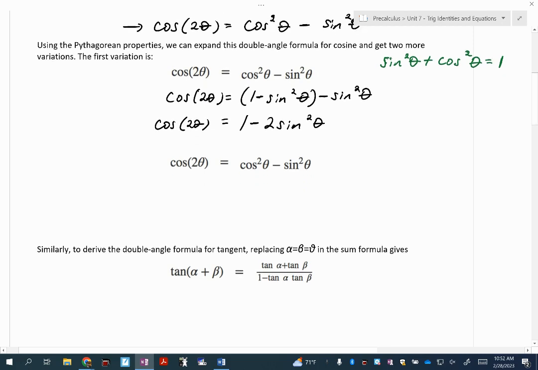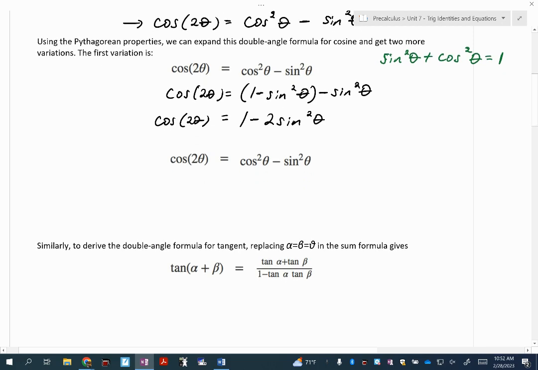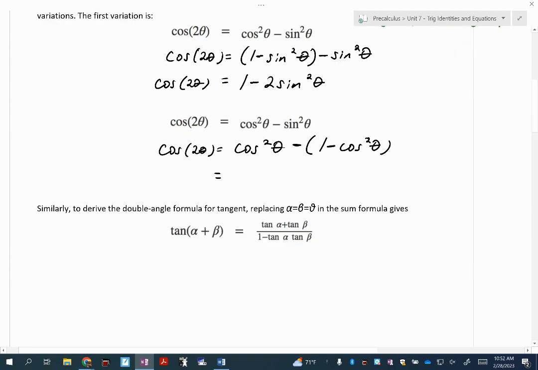Do the same thing, but this time replace the sine squared using our Pythagorean identity. So copying on the cosine squared, it's going to be minus, and sine squared is the same as 1 minus cosine squared theta. If you distribute, you'll have a minus 1, but subtracting a negative cosine squared theta is actually another positive. So we get 2 of the positive cosine squared theta, minus 1.